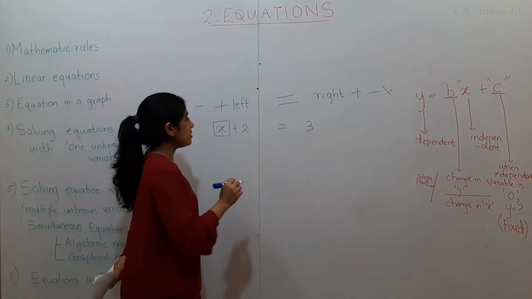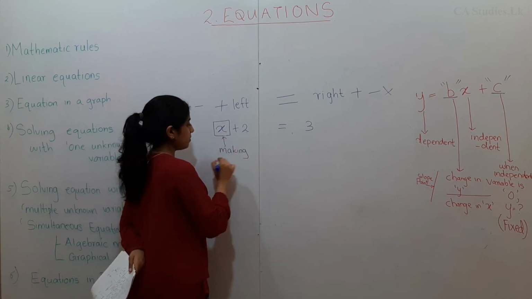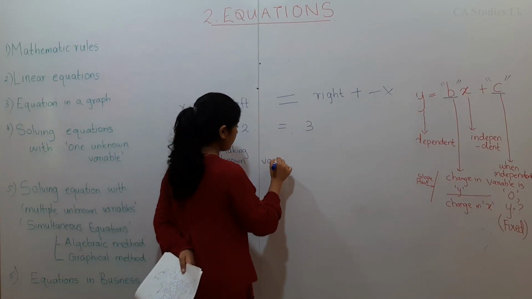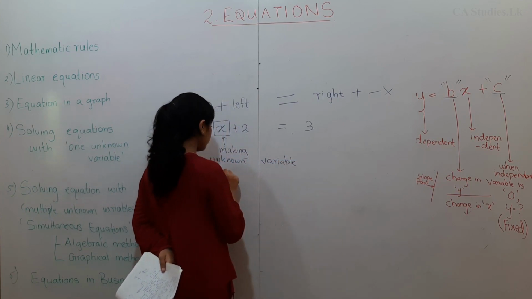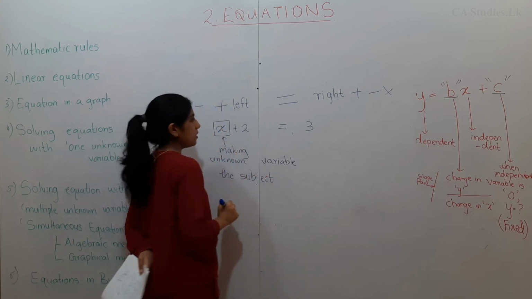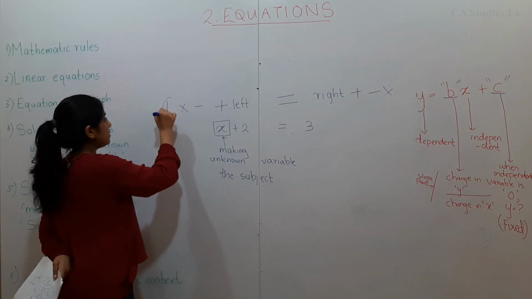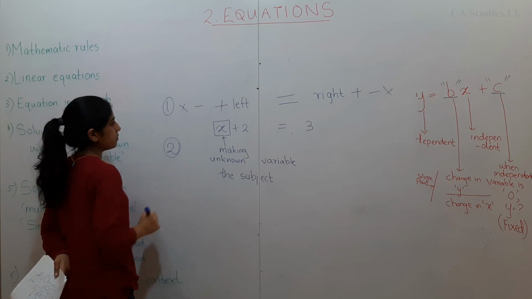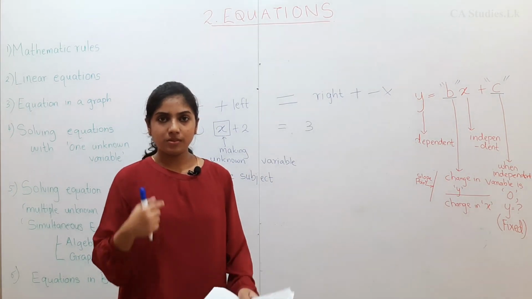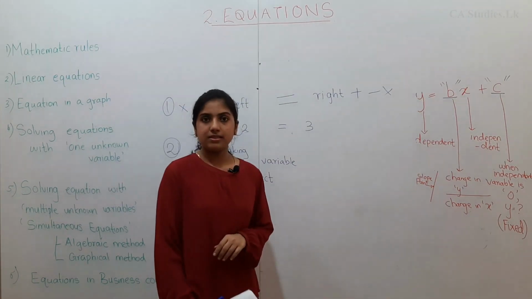But the second rule is called making the unknown variable the subject. Okay, these are the two rules, first and second. Remember that. Now let's see how we can move away signs and make unknown variables the subject.